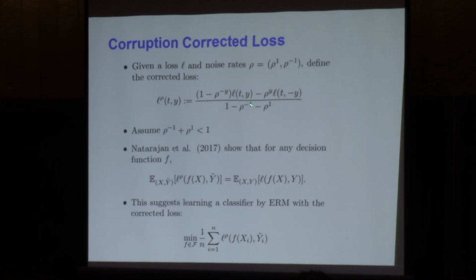It also makes this denominator positive. So what they show is that if you take the expected value of this corrected loss with respect to the corrupted data, it equals the uncorrupted risk with your original loss. All right, so the thing on the right is what you'd like to minimize. The thing on the left is what you can actually estimate because you have data from this corrupted data set. So this suggests learning a classifier by doing empirical risk minimization using this corrected loss and the noisy data. And this is any loss function?